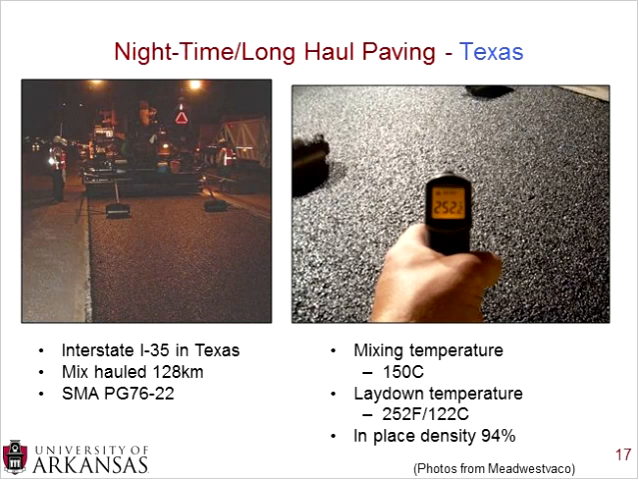An example of nighttime or long haul paving. This one was done in Texas on I-35, and the mix was hauled 128 kilometers, or multiplied by 0.6, approximately 70 miles or so. And it was an SMA PG 76-22 mixture. The mixing temperature was 150 degrees Celsius, and the laydown temperature was 122 degrees Celsius, which is approximately 252 degrees Fahrenheit. And with this, they got an in-place density of 94%.